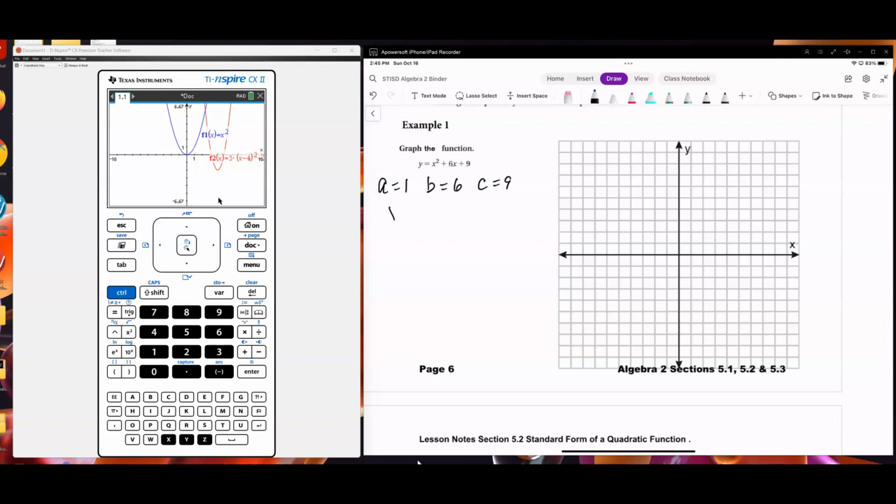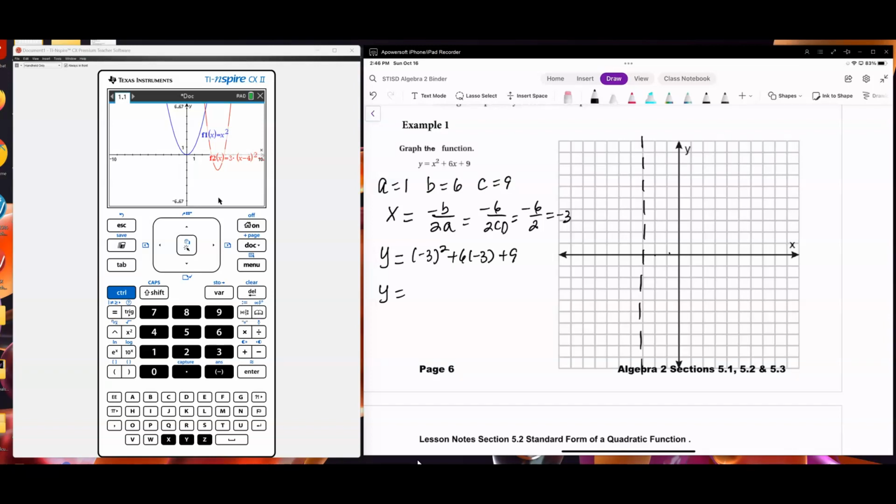I know that the axis of symmetry, the formula, is negative b over 2a. So b is negative 6 over 2 times 1, which is negative 6 over 2, which gives us negative 3. So since I know that the axis of symmetry is negative 3, it's going to be 1, 2, 3. I know that the x value of the vertex is negative 3, so to find the y value, it's negative 3 squared plus 6 times negative 3 plus 9.